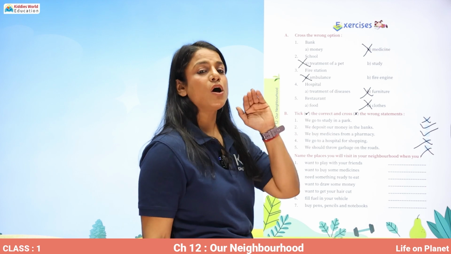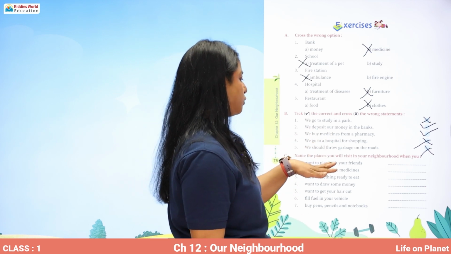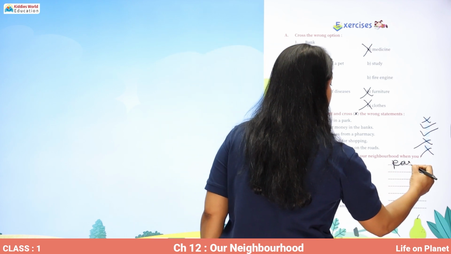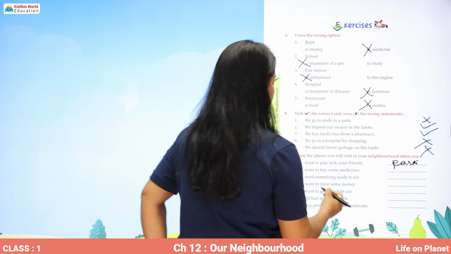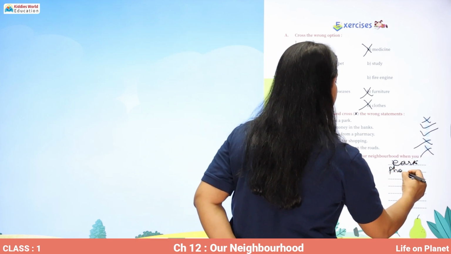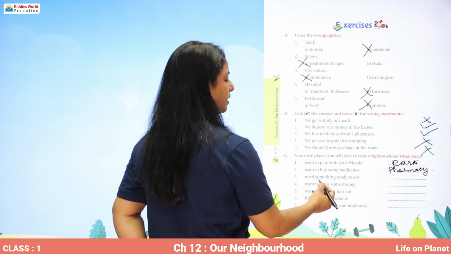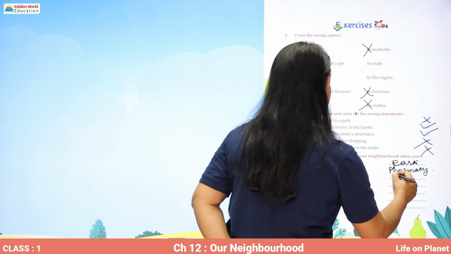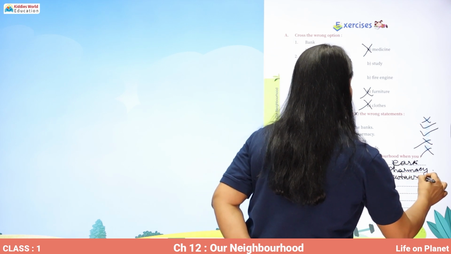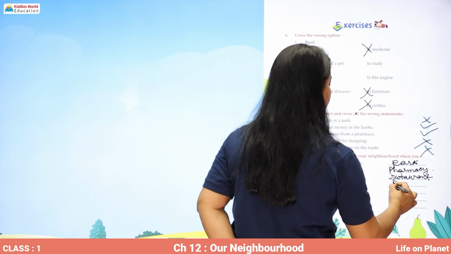Now there are some descriptions given of the places which are found in your neighborhood. You have to give one word for the following. If you want to play with your friends, you would go to a park. If you want to buy some medicines, you will go to a pharmacy or a chemist. If you need something ready to eat, you would go to a restaurant. If you want to draw some money, you would do that from a bank.